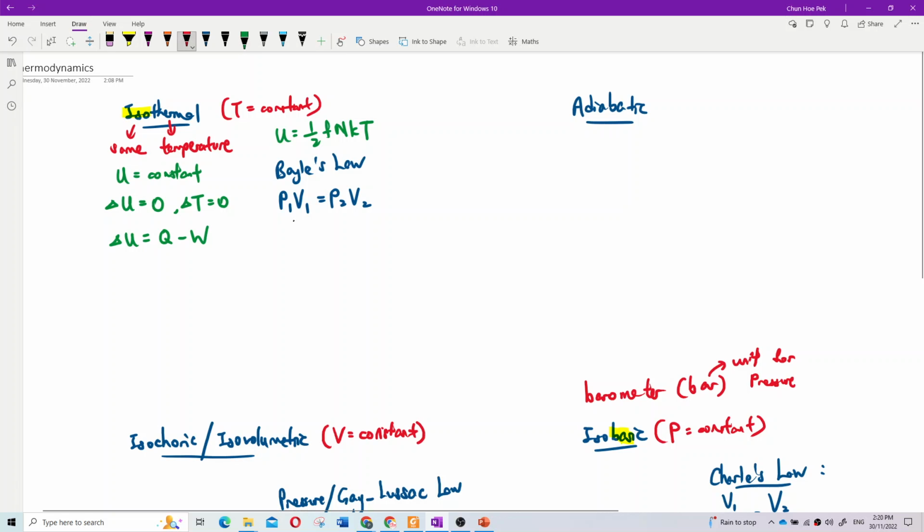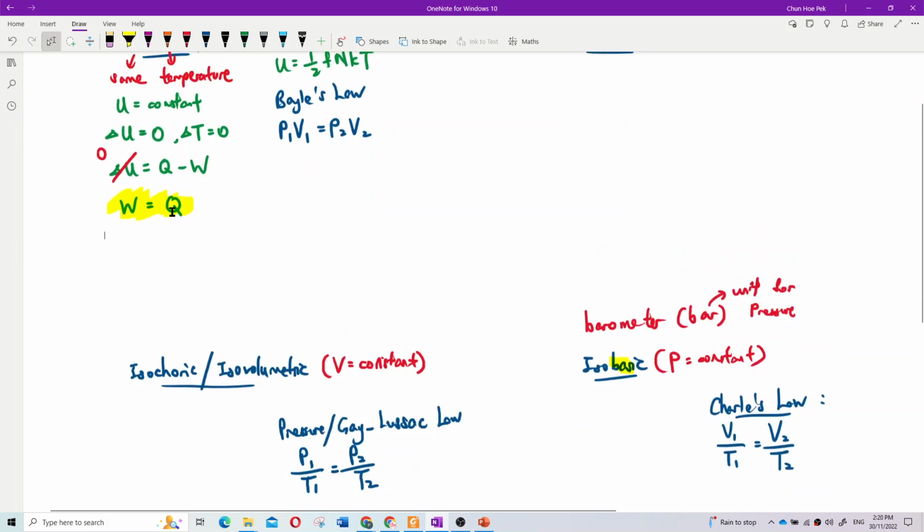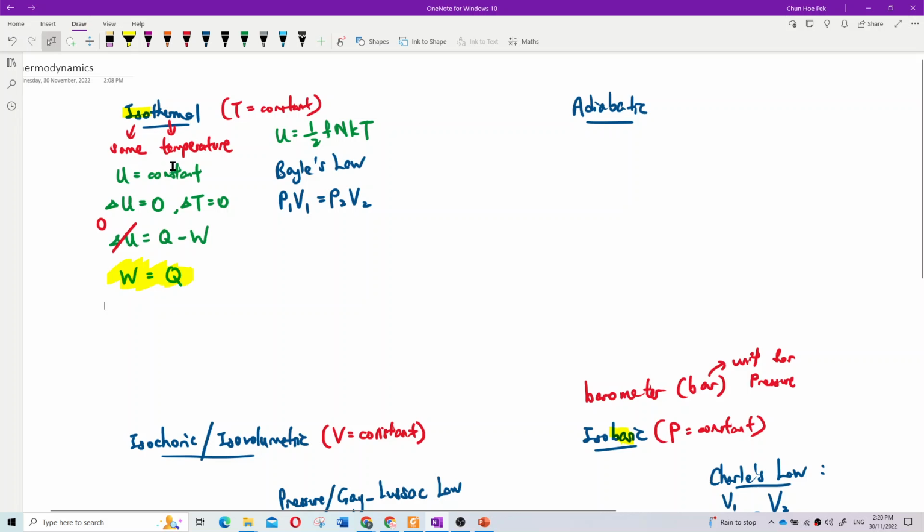Okay, so delta U is 0. So what do we have? W becomes work done equal to Q. So W goes to the other side and becomes positive, and then Q. So this is the formula for the isothermal process.